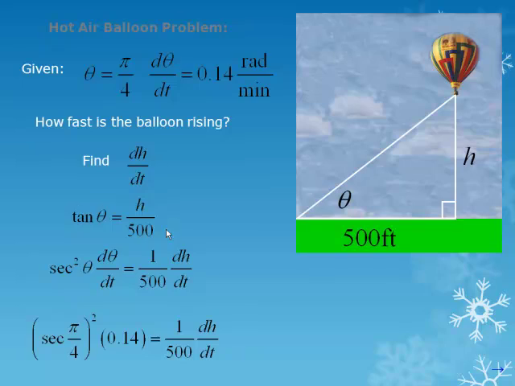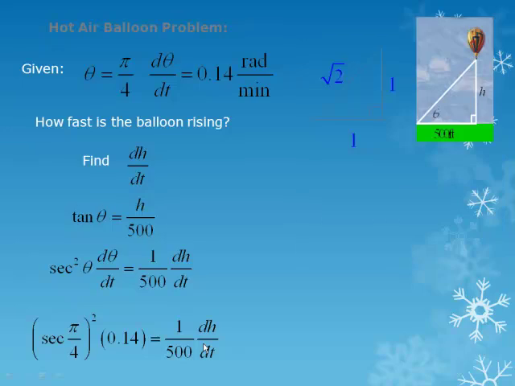Now, since I have the relationship between the rates, I can just put in the information that I have. So theta is pi over 4, so I put that in. d theta dt, they told me, was 0.14. And I now have enough information to solve this for dh dt.